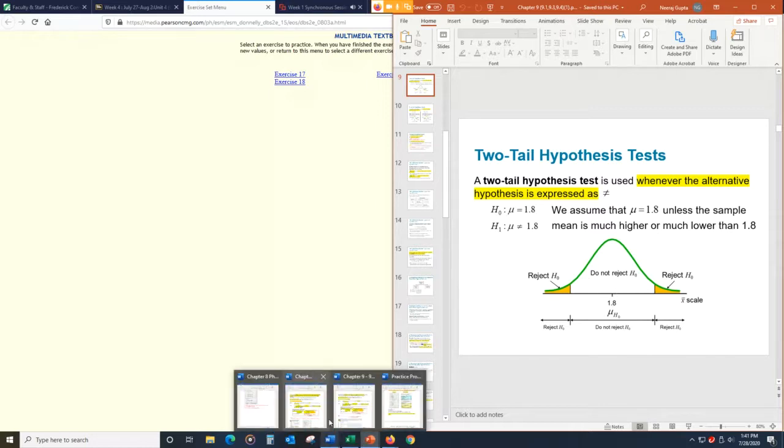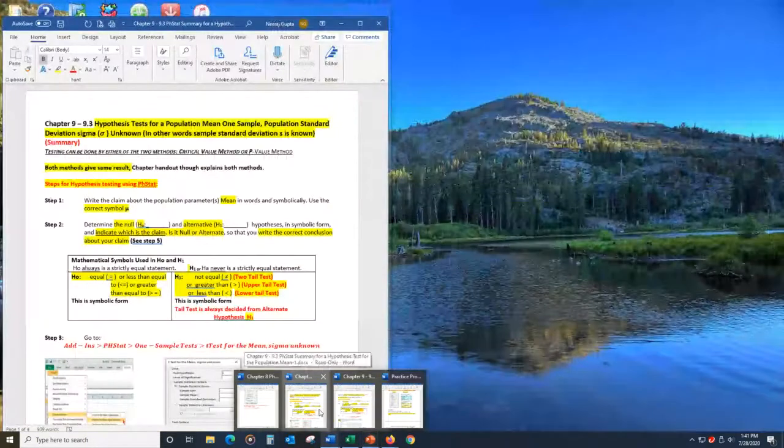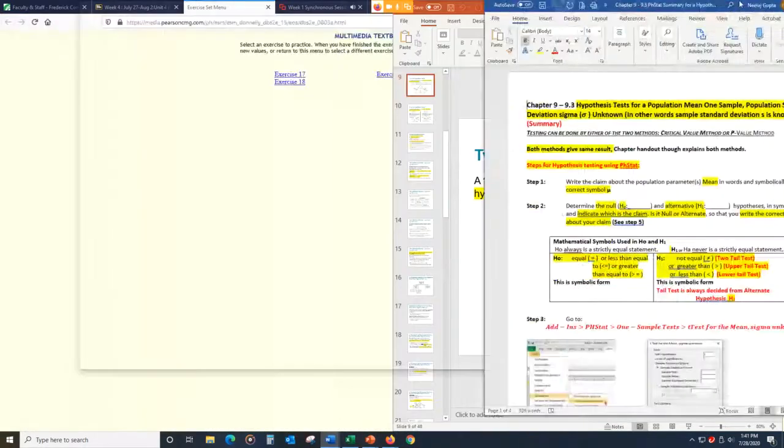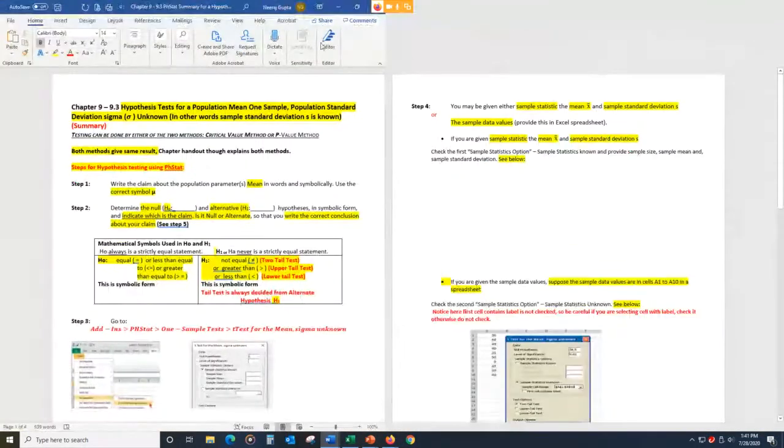Okay. So here you have the 9.3 summary, how to do the full testing, and I'm going to use this one when I do the example.